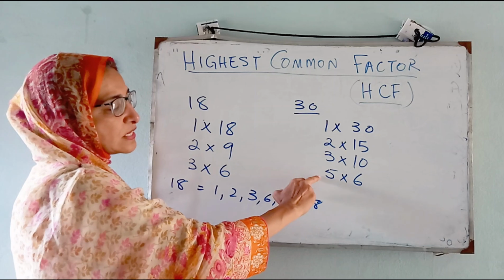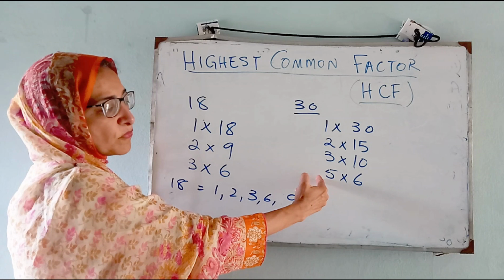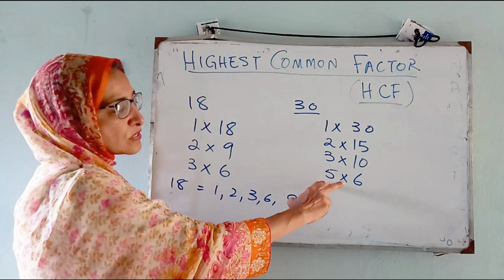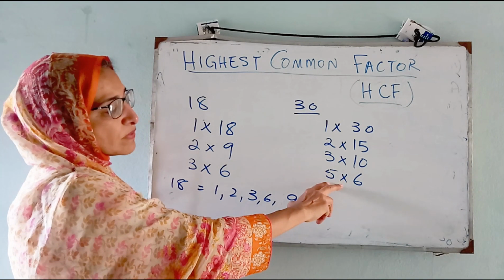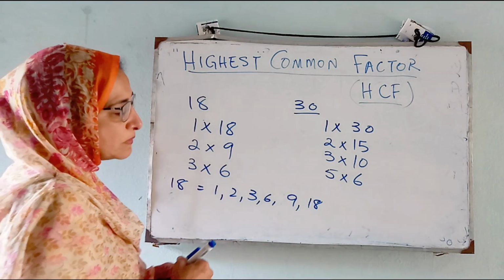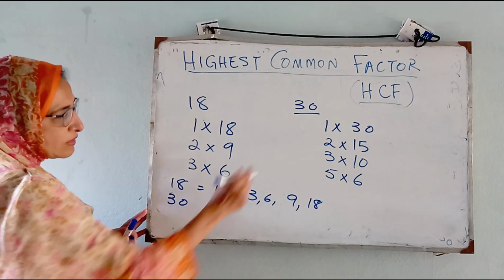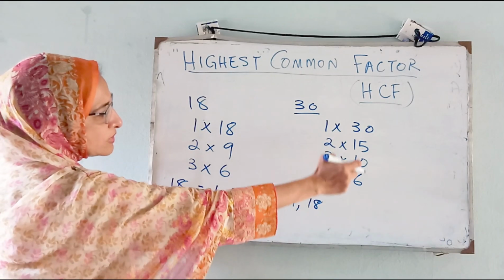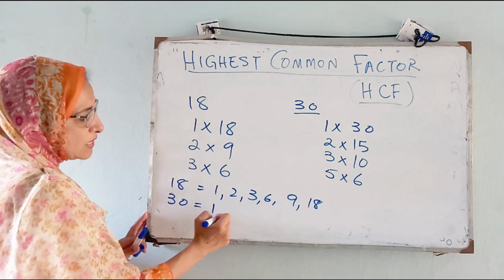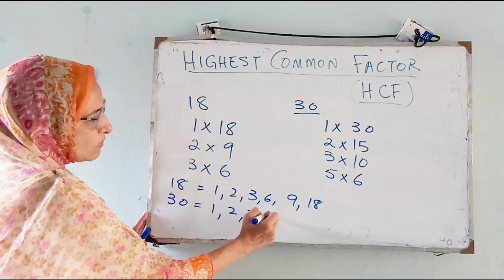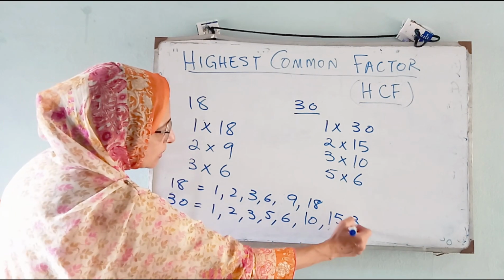Now the next number after 5 is 6. 6 5s are 30. 6 is already here. So we can do it backward also, and it is not required to write it again and again. So that completes our process of writing the factors for 30. So the factors for 30 will be 1, 2, 3, 5, 6, 10, 15 and 30.